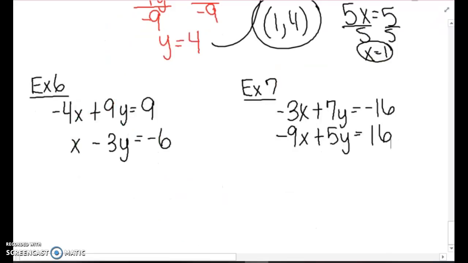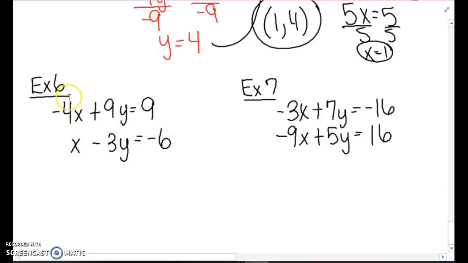Now that we're done with example number 5, I want you to look at example number 6 and example number 7. Please do have these written down. I will still be looking for them. So let's look at example number 6. We have negative 4x plus 9y equals 9, and x minus 3y equals negative 6.